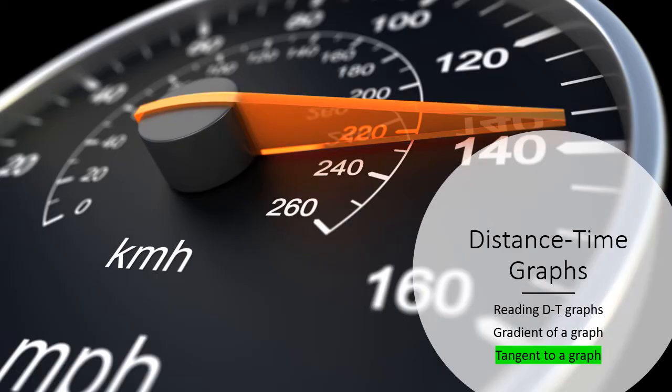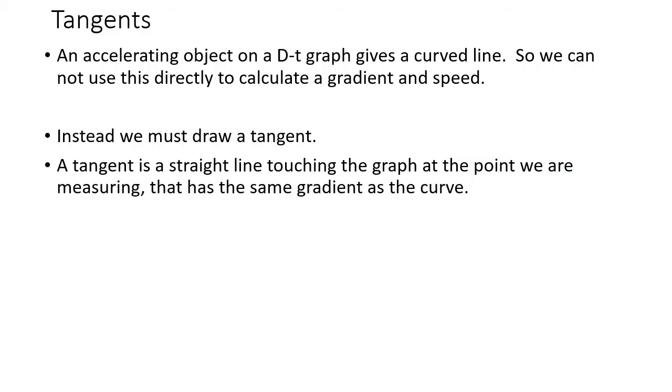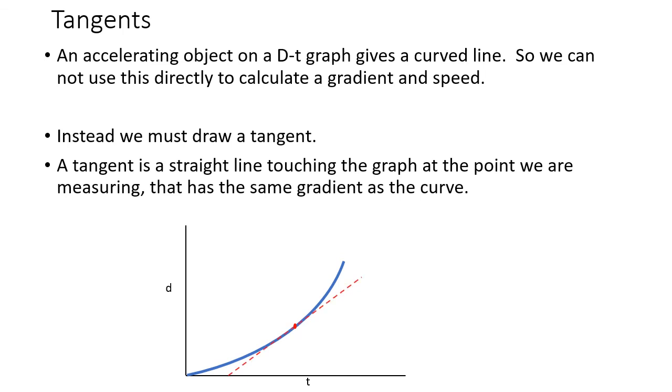Now let's look at why we might want to draw a tangent to the graph. An accelerating object on a distance-time graph gives a curved line. So we cannot use this directly to calculate the gradient and speed. Instead, we must draw a tangent. A tangent is a straight line touching the graph at the point we are measuring. It has the same gradient as the curve.